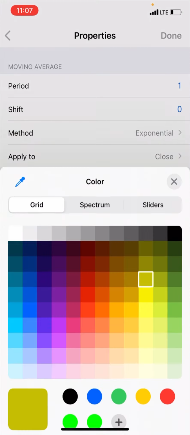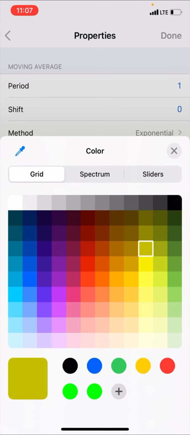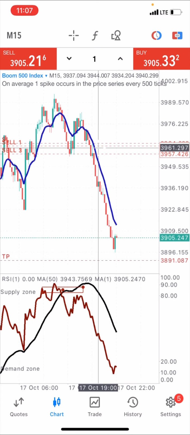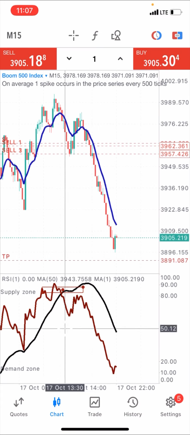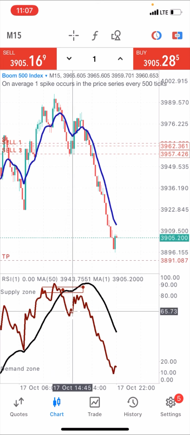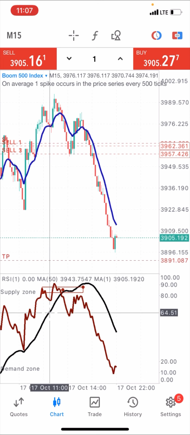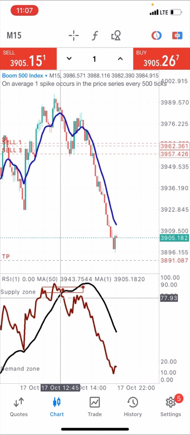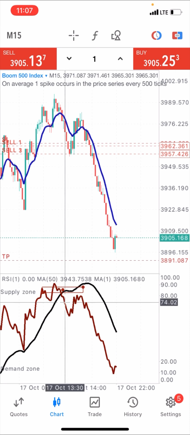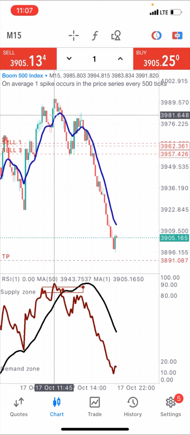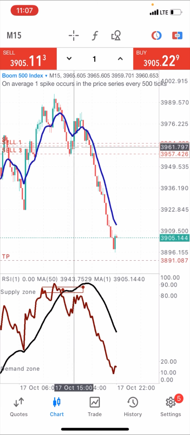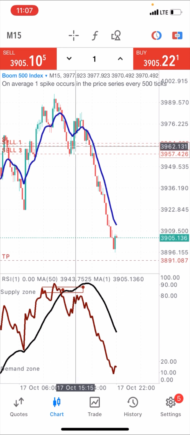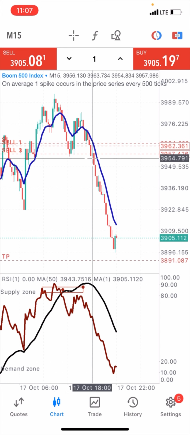Let me change that color. I don't really know what color that is. Let me change it to red so that I can show you clearly what I was talking about. All right, so we see what I'm talking about. This is the red line here. This is the color I was talking about. You need to be sure that the red line crosses the black line and comes beneath the black line. You also make sure that on the main chart your price, which is the candlesticks, crosses the blue line and comes beneath the blue line, and then you can comfortably place your trade.